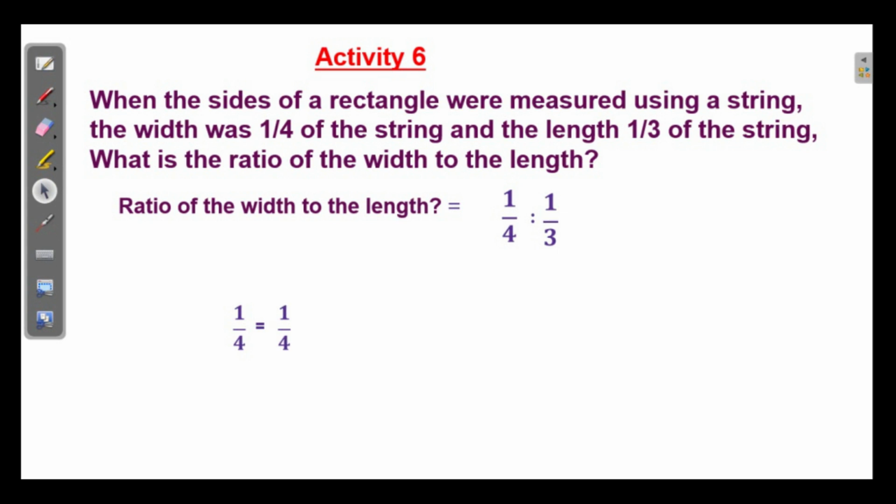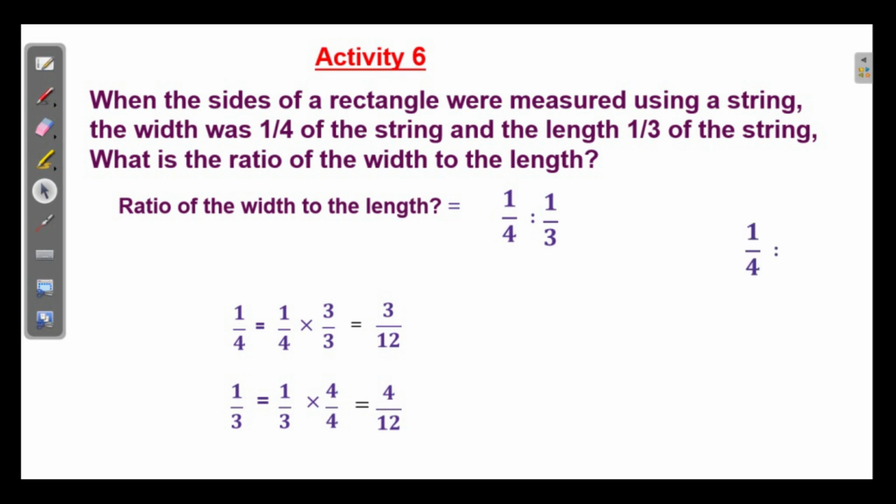1 by 4 is equal to 1 by 4 into 3 by 3. That is 3 by 12. Then 1 by 3 is equal to 1 by 3 into 4 by 4 is equal to 4 by 12. Now we can multiply both the numbers by 12. 3 by 12 into 12 is 3 and 4 by 12 into 12 is 4.